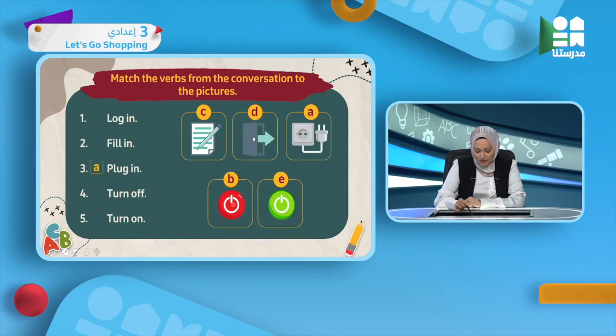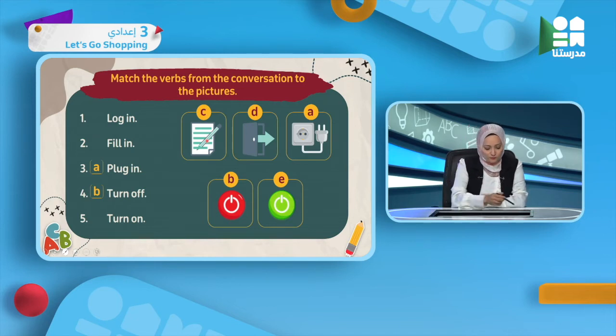B, this red color of this sign. Probably most of you know it. This is to turn off. C, this looks like a form, right? A form like an application, and I am trying to fill in it. So the verb is fill in.